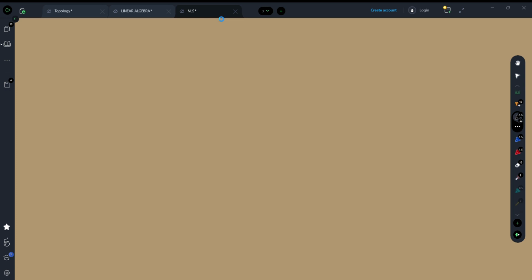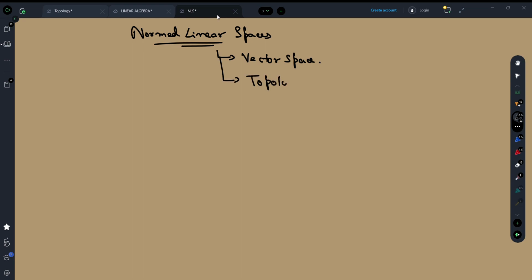Okay, so in this lecture we will talk briefly about normed linear spaces. The two things we require to discuss the concept of a normed linear space are typically a vector space and a very basic concept of a topological space.